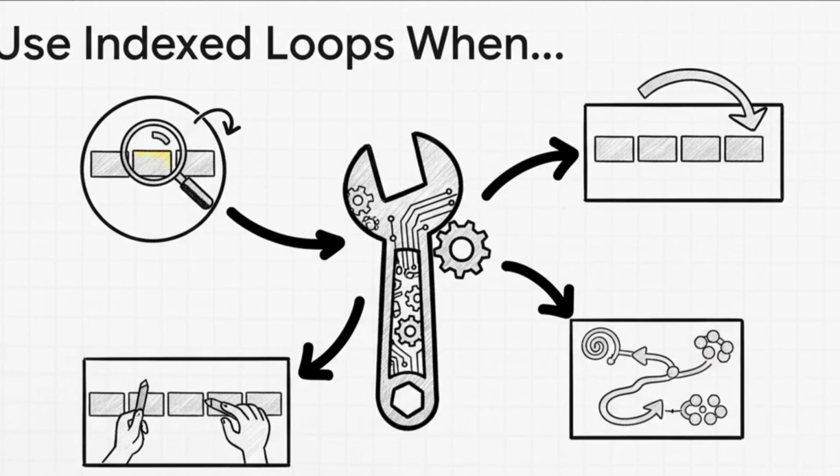So when do you reach for this manual wrench? It all comes down to one word: control. You use it when you actually need the index i itself, maybe to do some other calculation. Or what if you have to go backwards? Or maybe you need to change the array while you're looping through it. In any of those cases, this is your tool. It gives you the most flexibility, period.